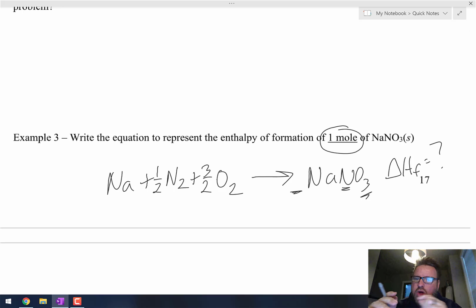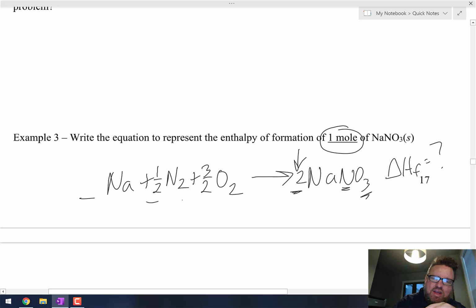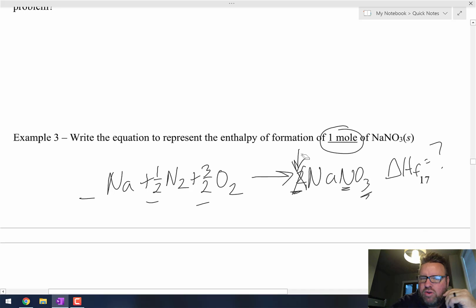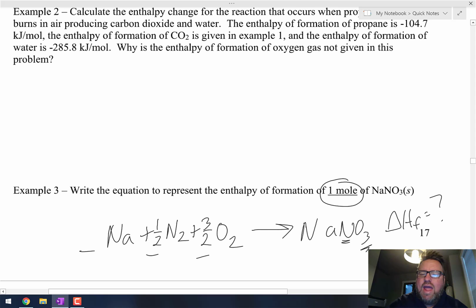So if it says 1 mole of something, it means you can't change that number right here. Normally, you would double that, and then everything comes out to be whole numbers. But this is one of the times where absolutely you're going to see fractions in a balanced equation because, again, we can only have 1 mole, not the 2 moles that I had written there. Okay? All right, now, enthalpies of formation.